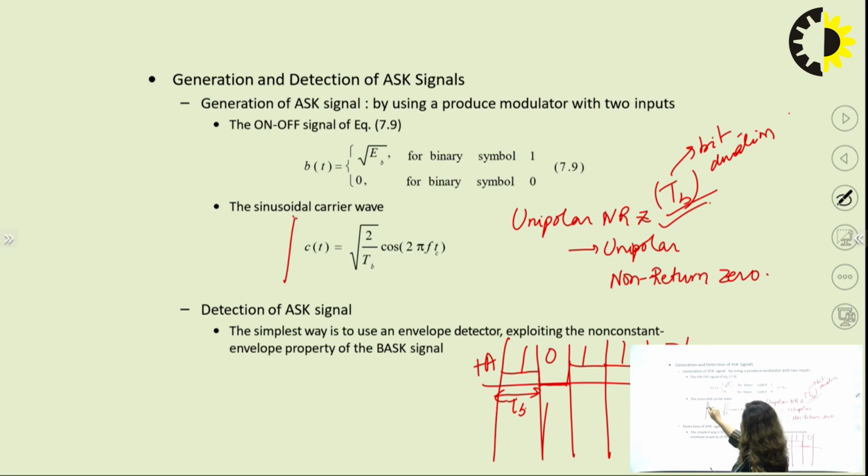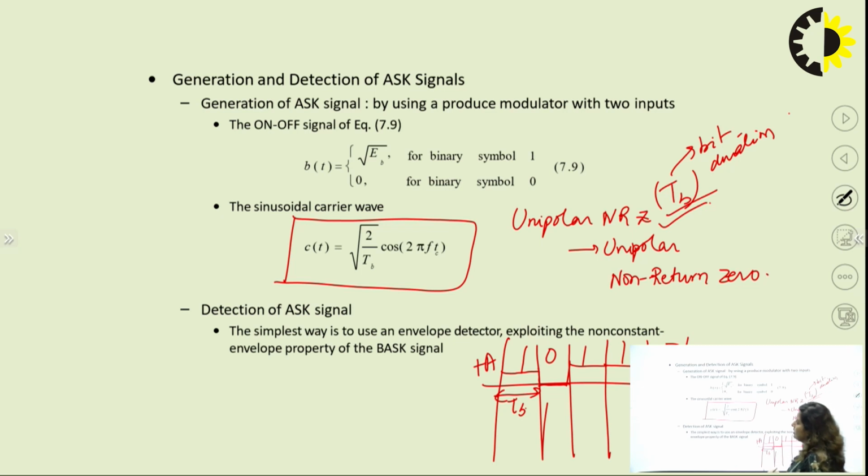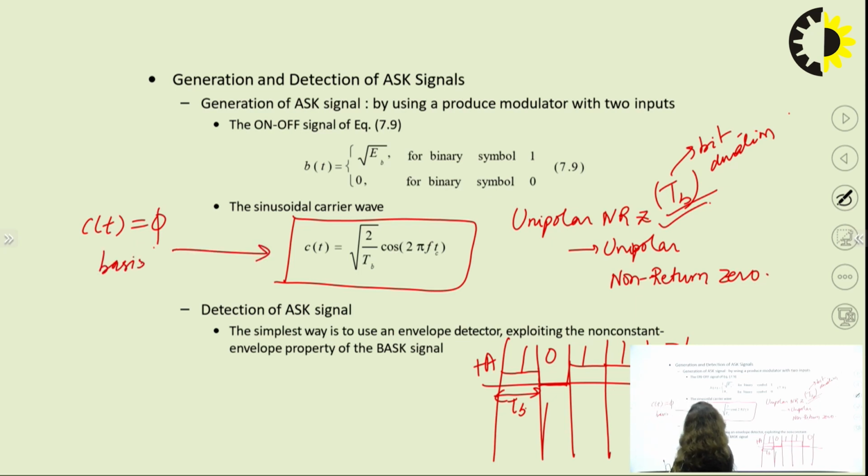The sinusoidal carrier we have used here, root 2 by TB cos 2 pi FCT, is also a basis function, which is phi. So this can also be represented as phi. If we want a constellation diagram or signal space representation of this ASK signal, we must know about the phi, or the basis function, or the orthonormal signal. So in terms of the orthonormal signal, we can represent our actual signal.